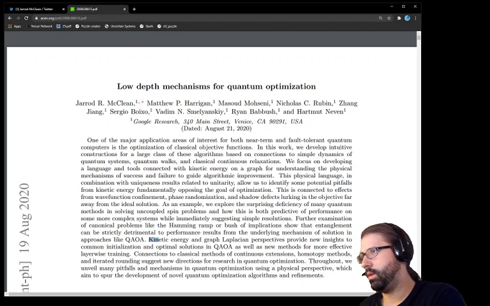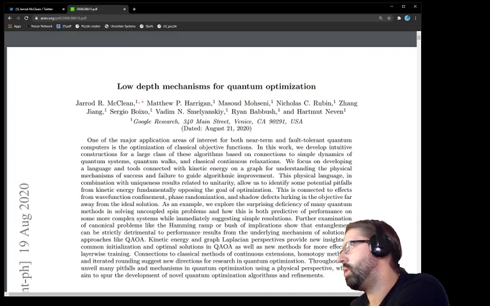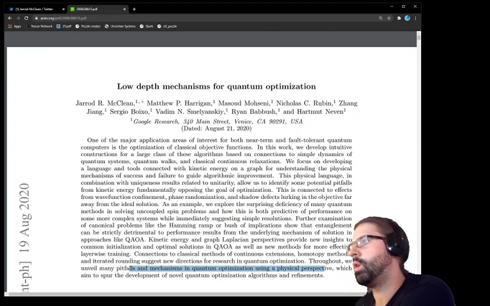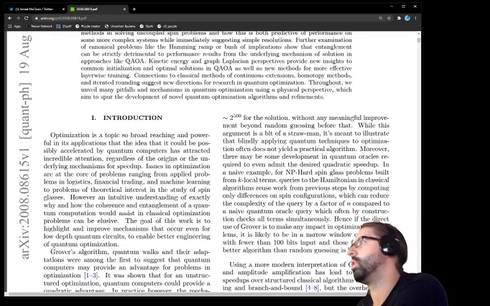Where was I? Connections to classical methods for continuous extensions, homotopy methods, and iterated rounding suggest new directions for research in quantum optimization. Throughout, we unveil many pitfalls and mechanisms in quantum optimization using a physical perspective, which aim to spur the development of novel quantum optimization algorithms and refinements. Sounds quite interesting. It really sounds interesting, at least promising.